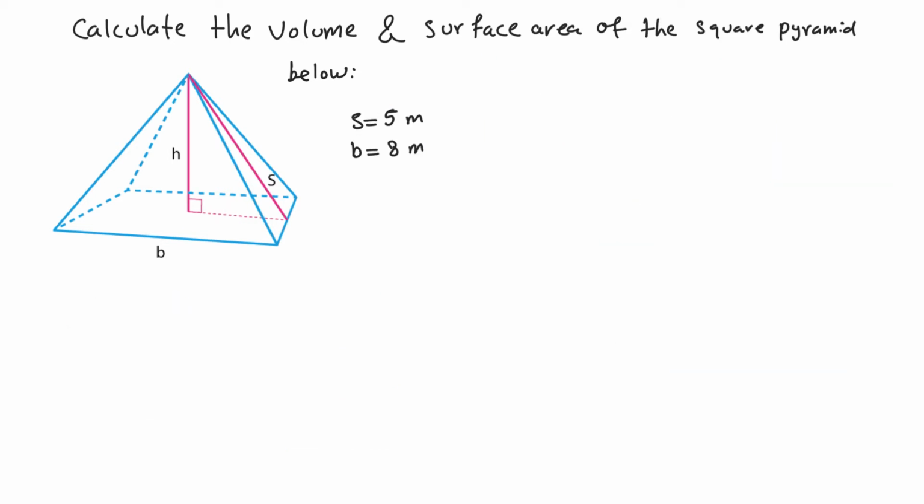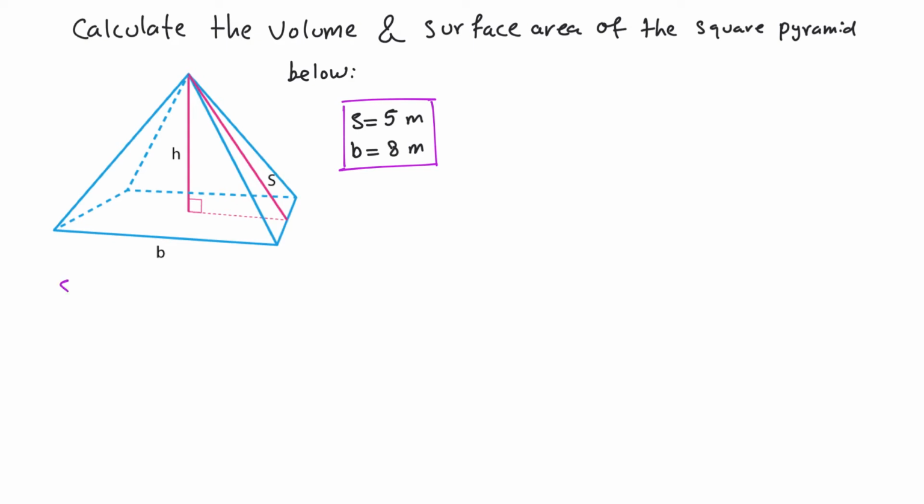The second question tells us to calculate volume and surface area of the square pyramid below. This time we're given slant height and the base value. So last time we were given height and slant height. This time we're given slant height and the base value, or the length of the square. So these are the information given to us.